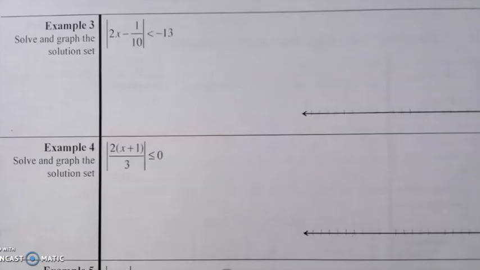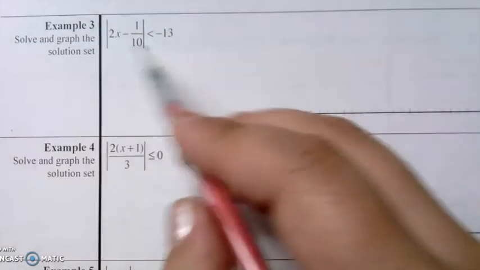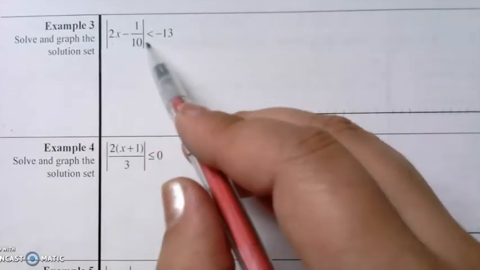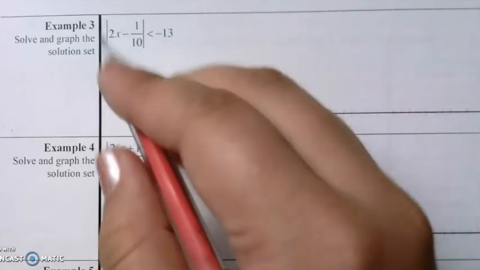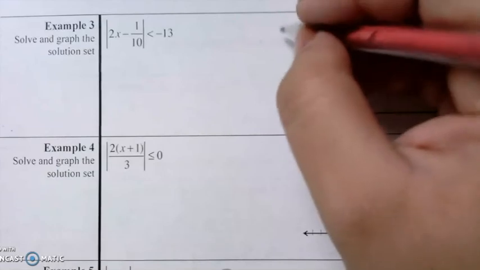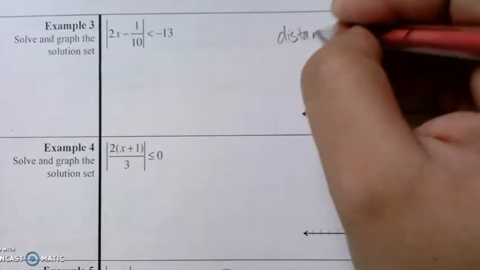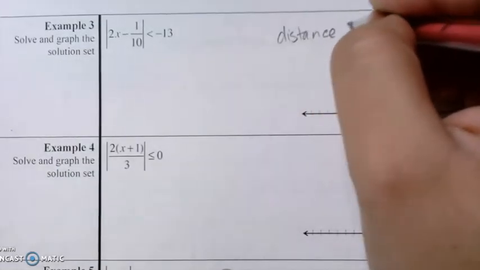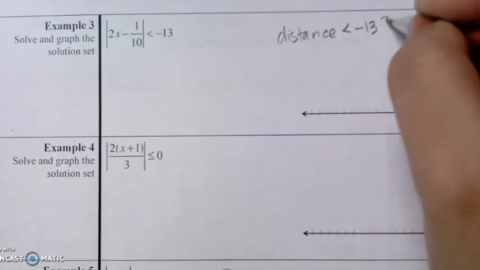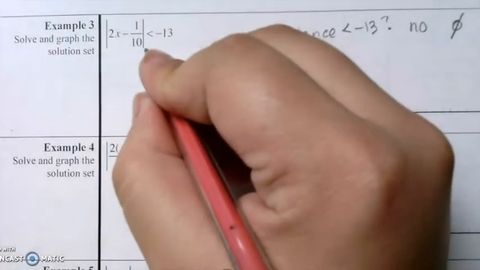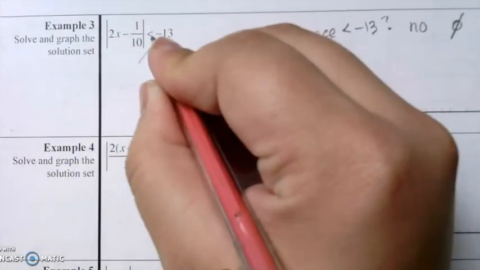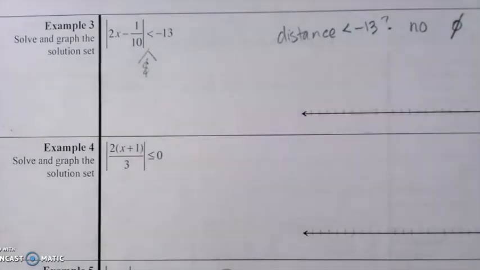All right, looking at the examples on the back, in our next example we're looking at an absolute value less than negative 13. Now if we think about this logically, absolute value, remember, is distance. Can I have a distance less than negative 13? No, so it's the empty set. But let's say we don't recognize that. Then we solve this and break it into our two cases. It's a less than, so it's an and.